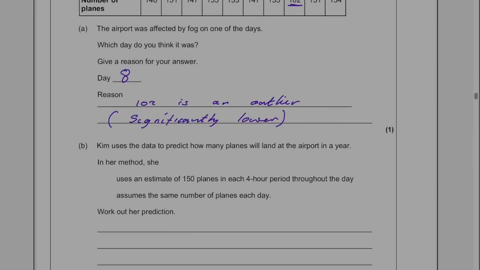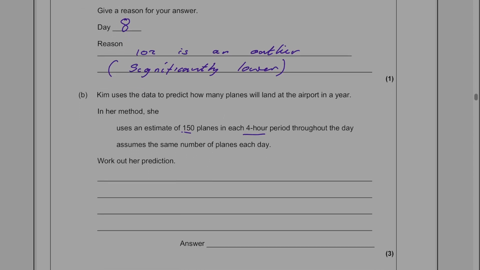Okay, part B. Kim uses the data to predict how many planes will land at the airport in a year. In her method, she uses an estimate of 150 planes in each 4-hour period throughout the day. Assume the same number of planes each day. Work out her prediction. So first thing we need to do is 24 divided by 4. So that's how many lots of 150 we would expect. We want to times that by 150, so that's how many planes you would expect in a day, and then we want to times that by 365.